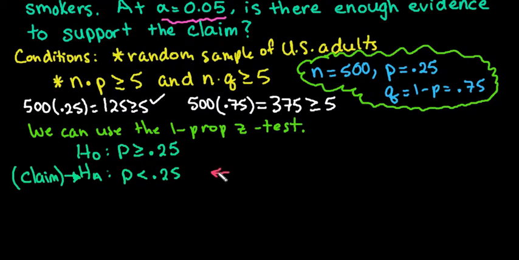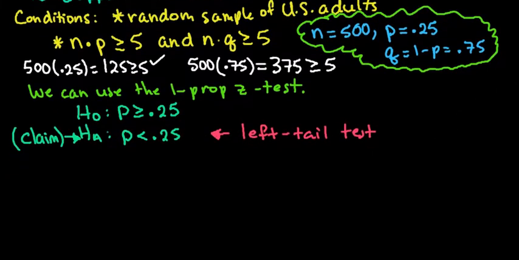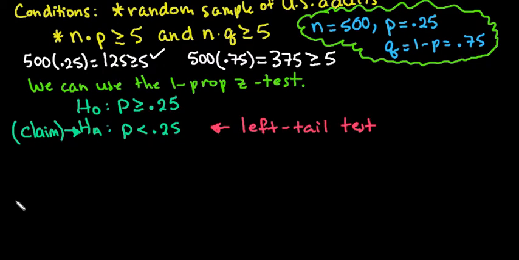The alternative always helps us determine the tail of the test. So this would be a left tail test because it's less than. Anytime that it's less than, that means that the left tail will be shaded. Okay, so our next step is to actually draw out the model, which is just a normal model.